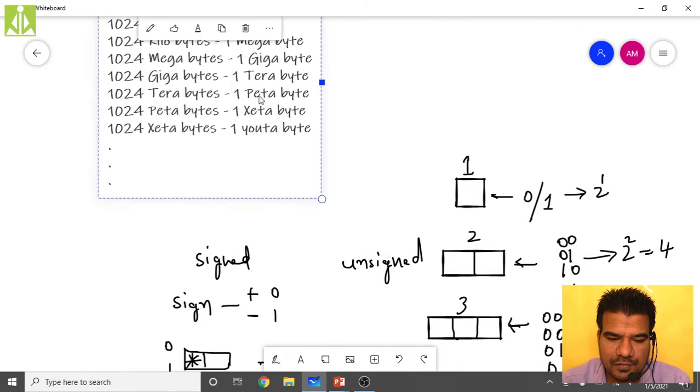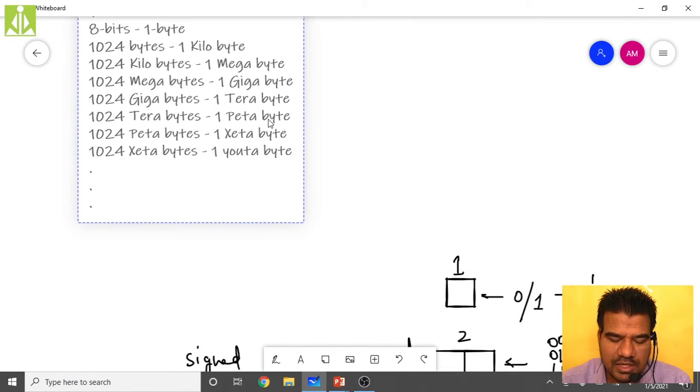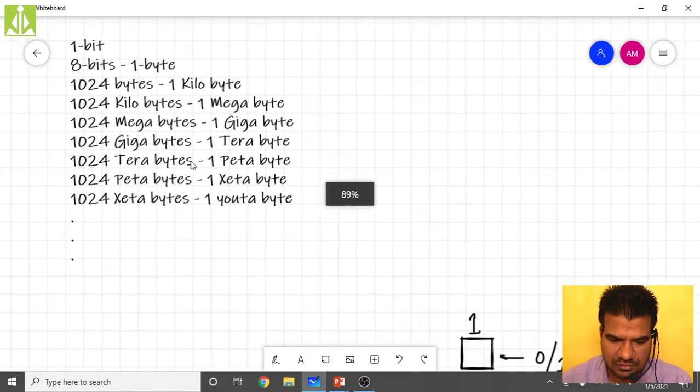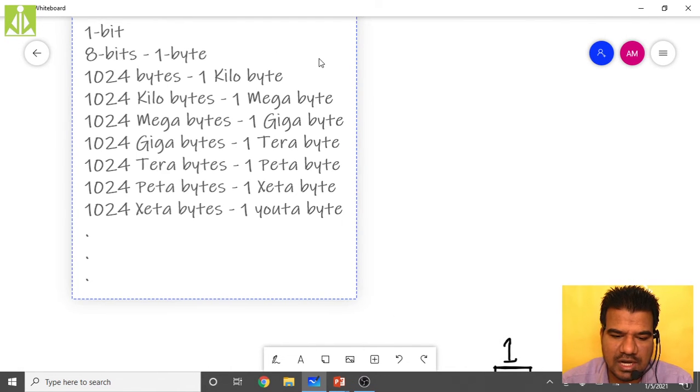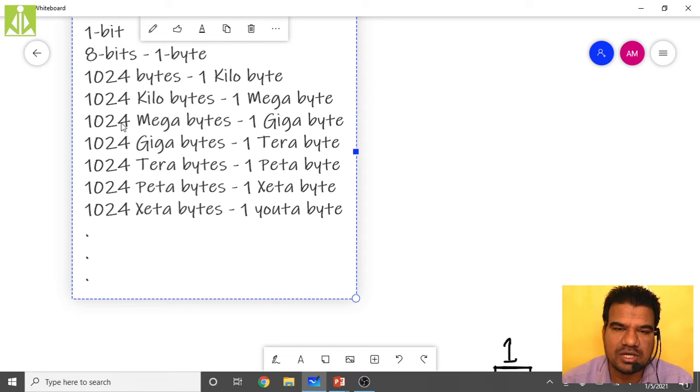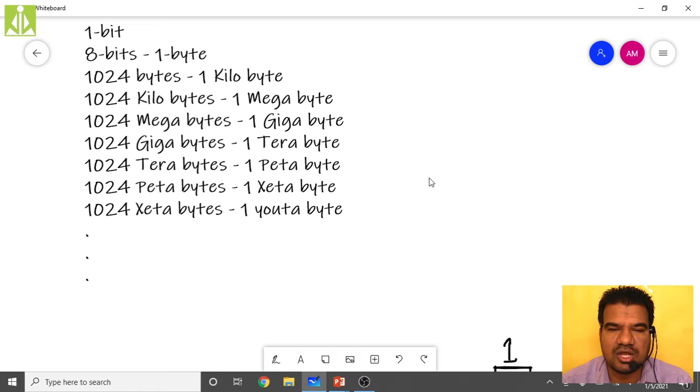If you see, it is very easy to remember. You just have to understand the right side. First we start with byte, a combination of 8 bits, 1 byte, then all are 1024s. 1024 bytes become a kilobyte. 1024 kilobytes become a megabyte. 1024 megabytes become a gigabyte. 1024 gigabytes, terabyte. 1024 terabytes, petabyte. 1024 petabytes, zettabyte. 1024 zettabytes, yottabyte. So likewise you can remember. We have further categorization, but I'm not considering all those things.